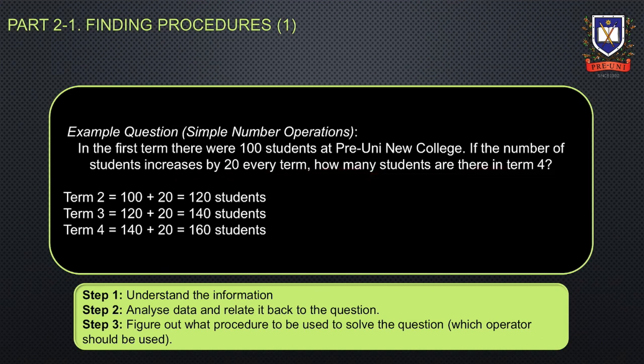To solve this question, make sure you understand the information. Then analyze the data and relate it back to the question. Lastly, figure out what procedures should be used to solve the question. In other words, which operator should be used to finish the question. The solution is as follows. In term 2, there would be 100 plus 20, 120 students. Term 3, we add another 20 and we get 140. And lastly, in term 4, we do 140 plus 20 and we should get 160 students in term 4.